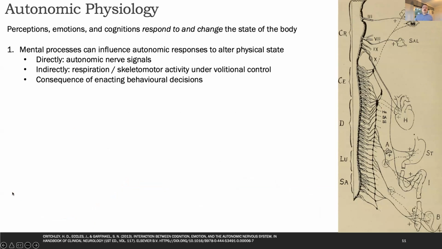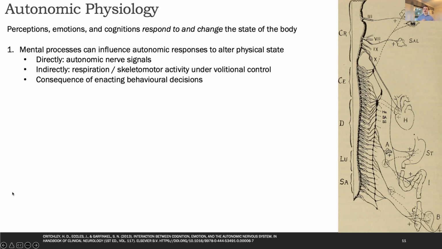So, why would we be looking at physiology when we're talking about mental states? And the main reason is because our perceptions, our emotions, and our cognitions both influence the state of the body, but are also influenced by the state of the body. So first, the mental processes affect our physical states, affect how our physiological systems function.